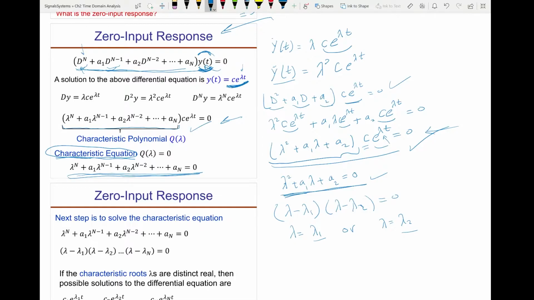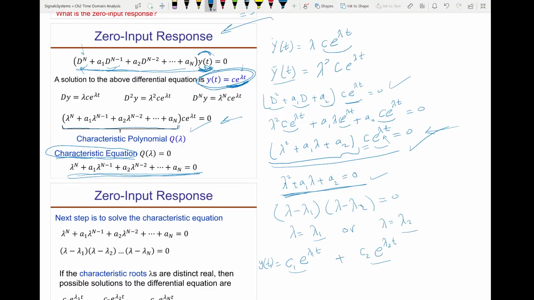So one possible solution then is c, we said y of t, we assume it is this value. So there is a possibility that it will be c1 e^(lambda 1 t). That's one possible solution. Another possible solution could be c2 e^(lambda 2 t). So the general solution could be a combination of these two possible solutions. So I'm going to put just a plus sign.